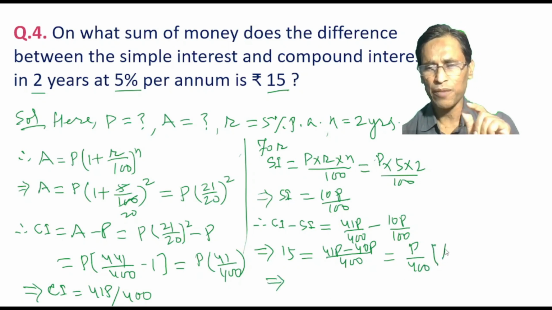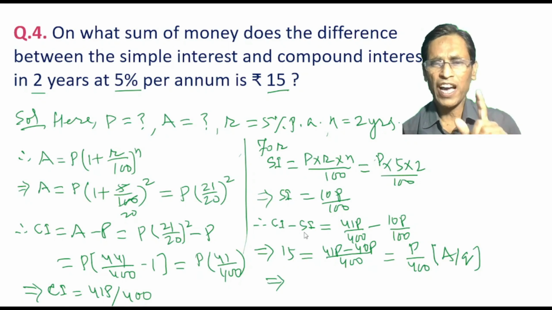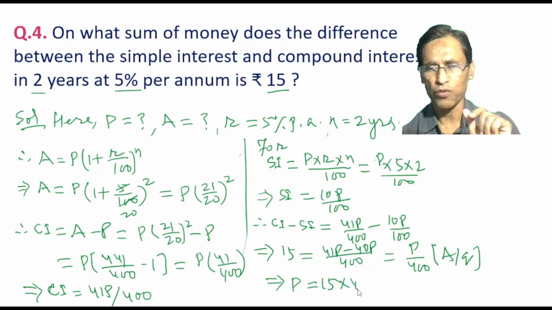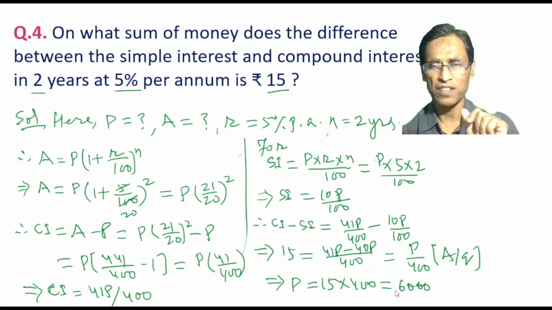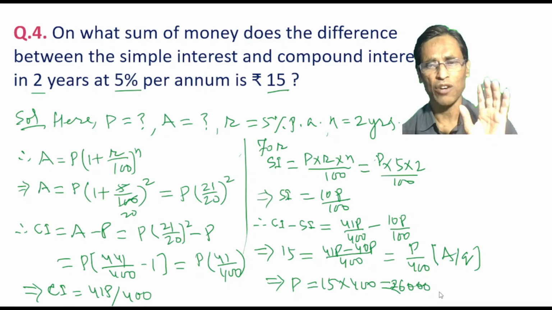Here we must equate according to the question, because CI minus SI is given by the question. It is 15. Now we should find the value of P by using this relation, and so P will be equal to 15 into 400, which gives 6,000 in rupees. So the principal which was unknown is now known, rupees 6,000.